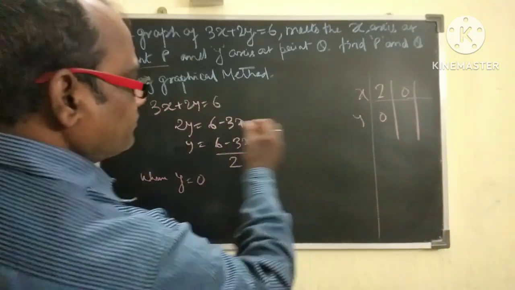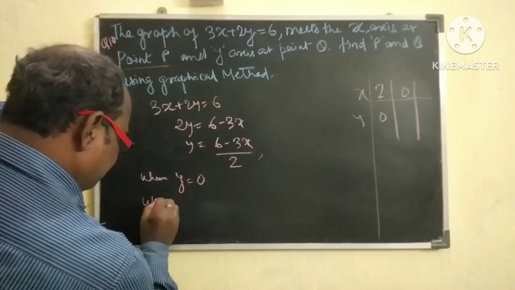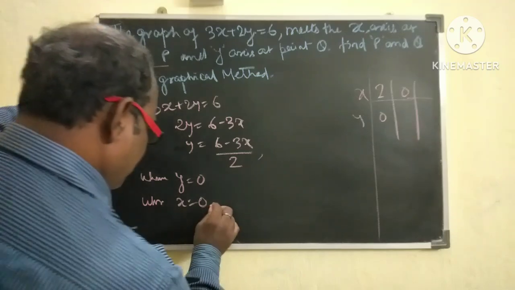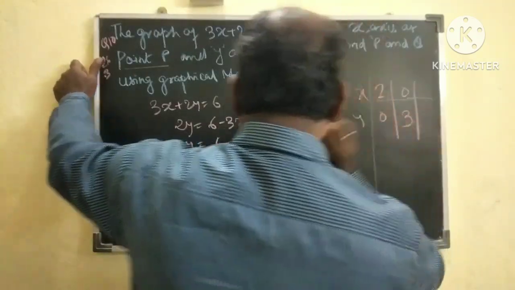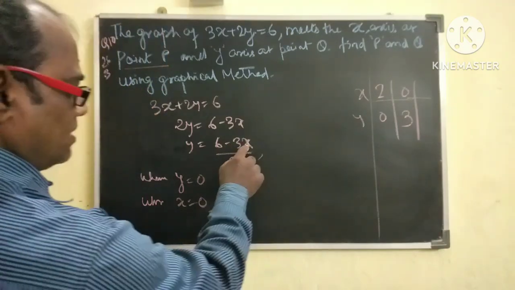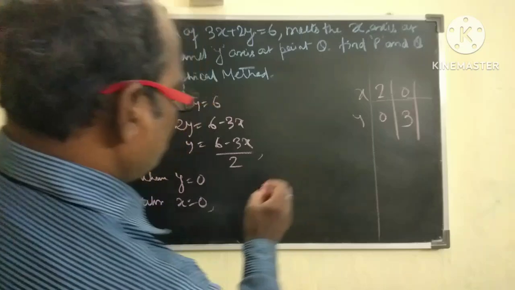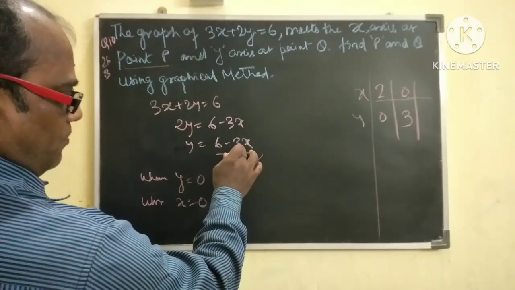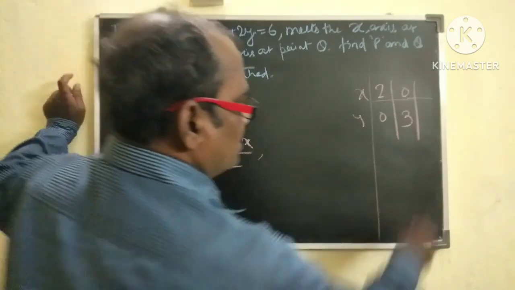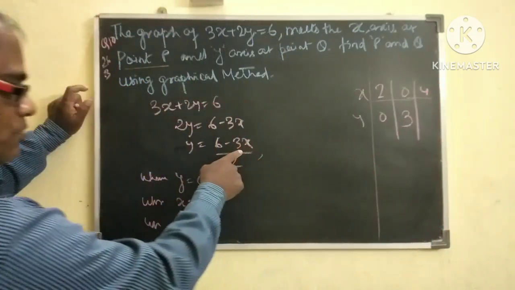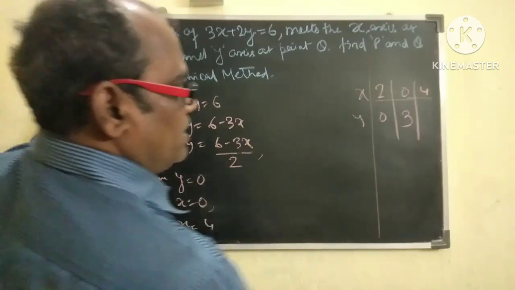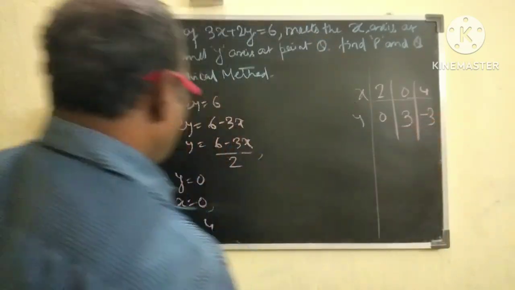Now when x equals 0, we get y equals 3. So write down here y equals 3. Now let us take x equals, already we have taken 2, suppose x equals 4. When x equals 4, write down x equals 4 here. So 4 3s are 12, 6 minus 12 is minus 6, and minus 6 divided by 2 is minus 3. So we got minus 3. So all the points we have got.